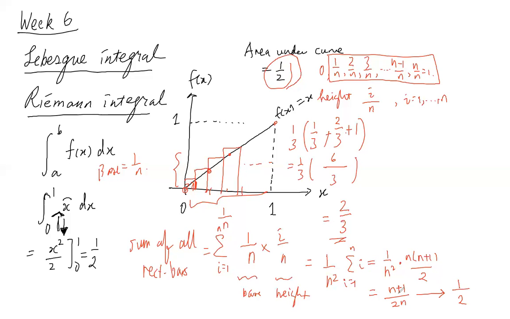We'll take the limit of (n+1)/2n. When n is large enough, it will be n over 2n, since plus 1 doesn't matter for large n. So you cancel off the n, and you get 1/2, which agrees with what you obtain using geometry, using the fact that it's actually a triangle. So this is the idea of the Riemann integral.